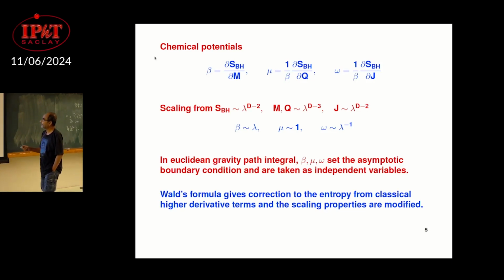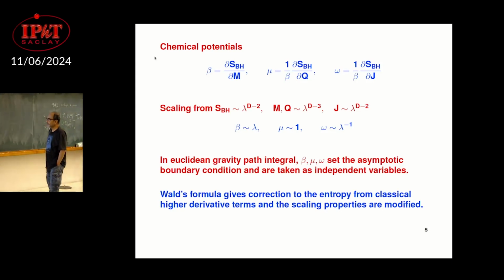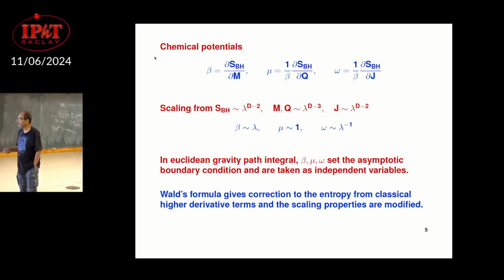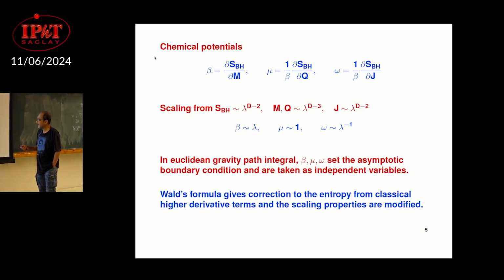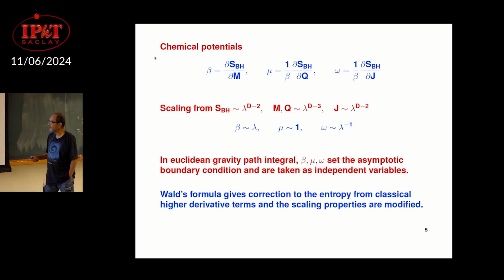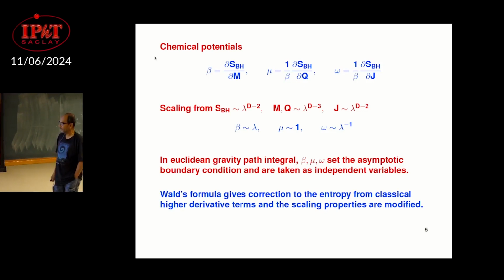Okay. And mu and omega will also have multiple components because q and j have multiple components in general. Okay. And it follows from the scaling property that I described earlier that beta scales as lambda, mu scales as 1, and omega scales as lambda inverse. Okay. And these are important because in a Euclidean gravity path integral, these set the asymptotic boundary condition, and these are taken as independent variables. So instead of taking the mass, charge, and angular momentum as independent variables, in the Euclidean gravity path integral, it's more natural to start with these as being specified as independent variables.